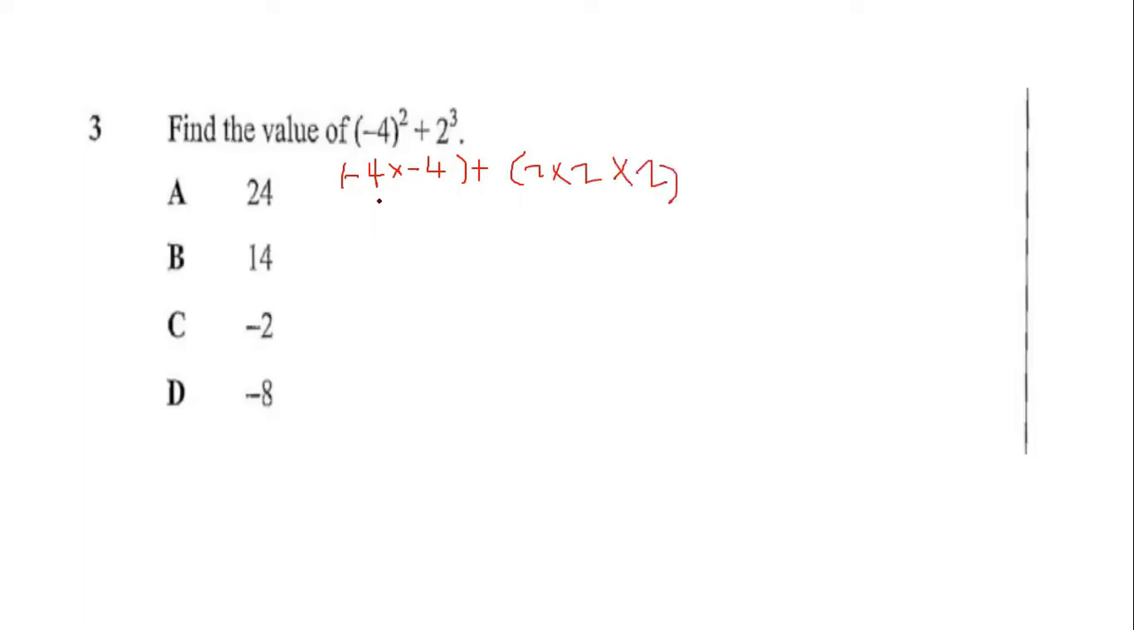So here we are simply saying -4 multiplied by -4. This one is simply positive what? 16. Then plus, now 2 multiplied by 2, that is 4. 4 multiplied by 2, that is 8. So this gives us 16 plus 8, which will give us a value of 24. So the answer here is A.